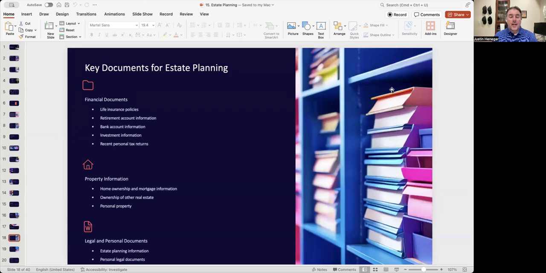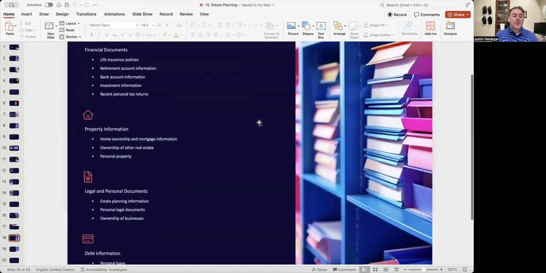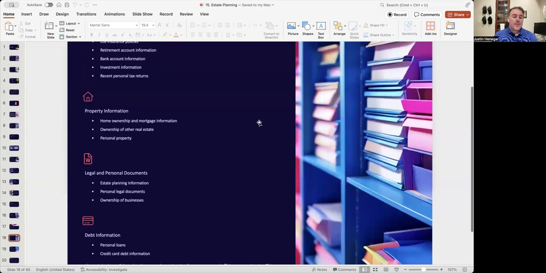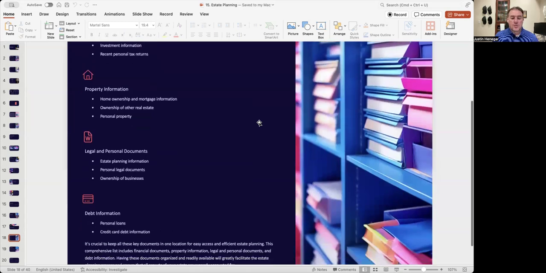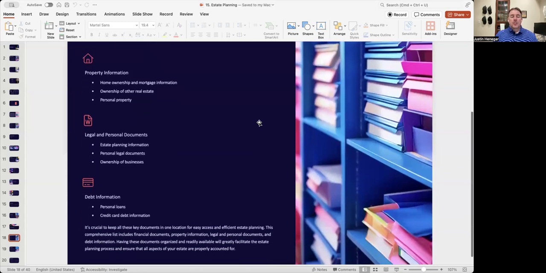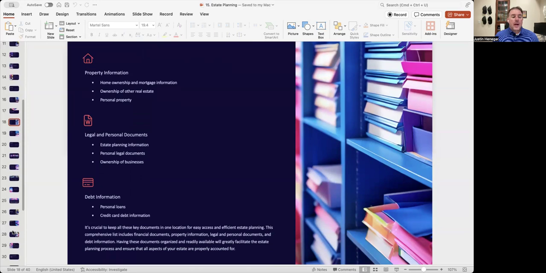Do they have legal documents? Or are those the most recent legal documents? Do they own businesses? What kind of debt do they have? Personal loans, business loans, credit card information, those types of things. These are just a few samples of things that an executor would want to get their hands on to help start to compile the information and the assets in a way that then can be easily distributed to the heirs.